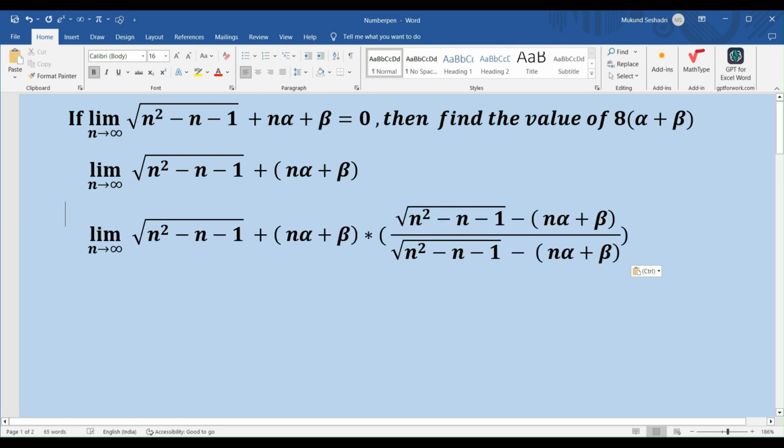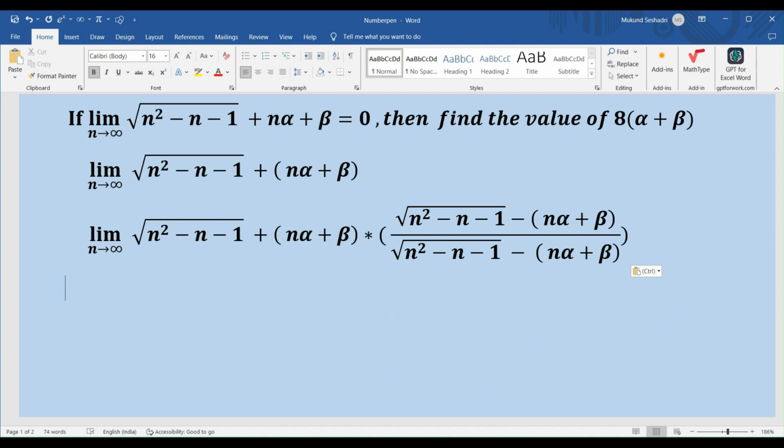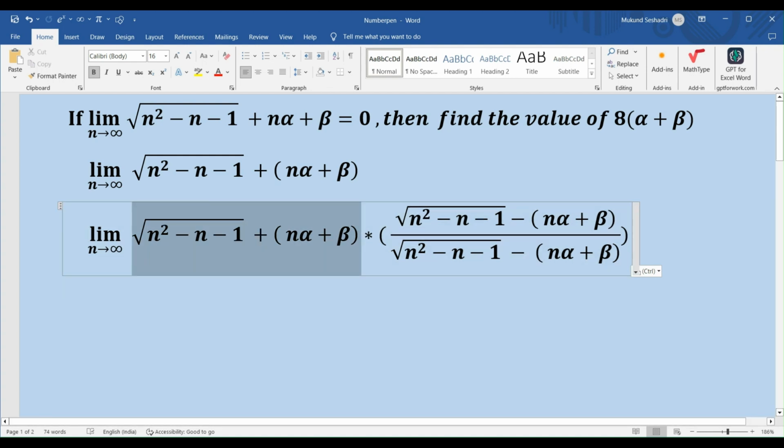And what does rationalization mean? It means that for the expression square root of n square minus n minus 1 plus n alpha plus beta, we multiply and divide by square root of n square minus n minus 1 minus n alpha plus beta, right? That way the expression does not change, but I know that in the numerator I will be able to eliminate my square root, right? Why is that?